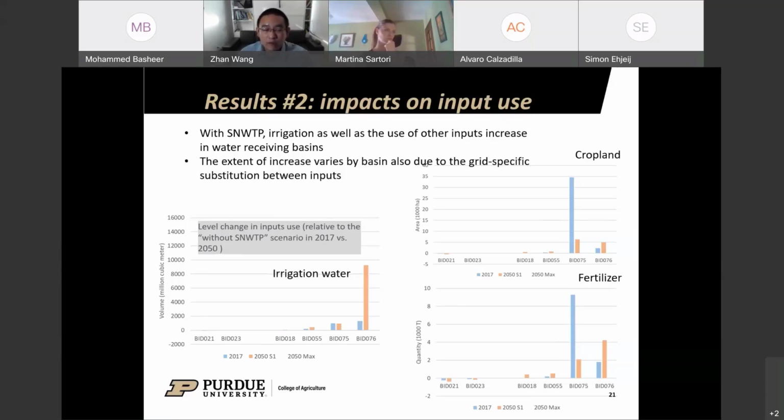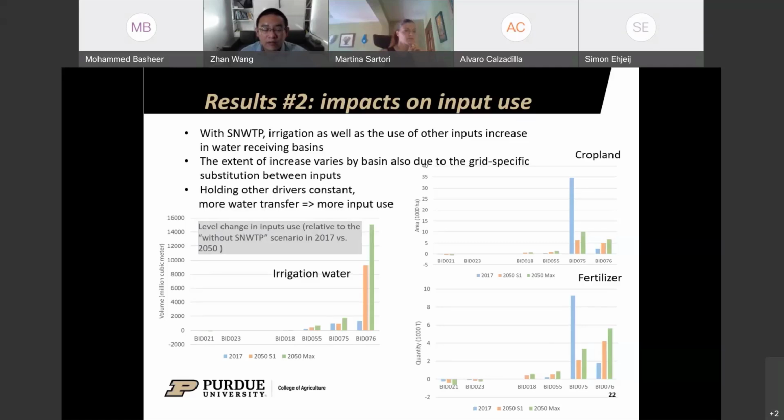That is due to, first of all, the difference in the amount of water transferred. Second, the difference in the background agricultural water supply. And third, for the different basins, they also have different grid-specific substitution between these inputs.